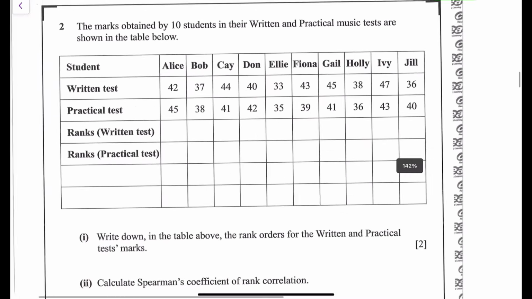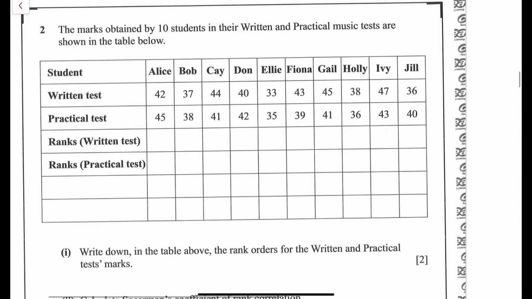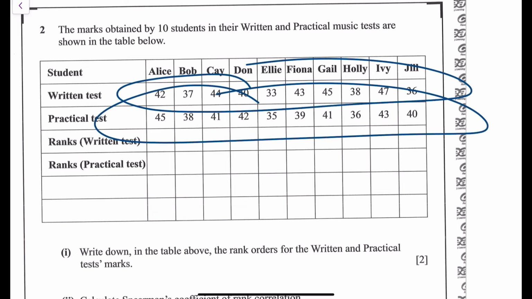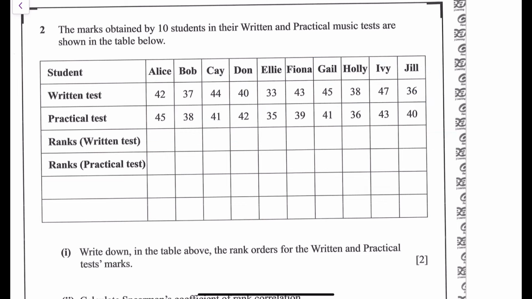Okay, fair bit of work to do in this one. This is our bivariate analysis question. It says the marks obtained by 10 students in their written and practical music tests are shown in the table below. So you've got a whole pile of results for the written test, whole pile of results for a practical test, and then what we've got to do is rank them. It says write down in the table above the rank order for the written and practical tests.